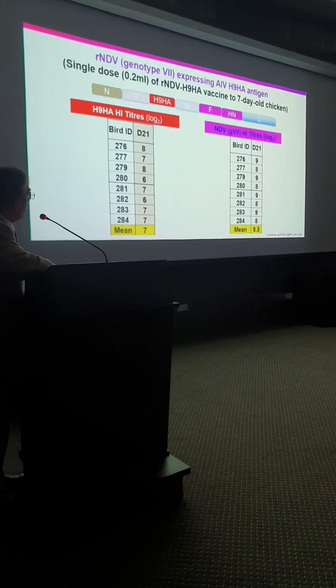And this is one of the examples. So we have this virus. We vaccinated the birds, and then we did HI titer by giving a single dose to 7-day-old chicks. So we saw a reasonable, high antibody response against Newcastle disease genotype 7, which is circulating in Pakistan. Similarly, we inserted the H9, and we see the antigenicity against H9. And this way, a single vaccine, a single dose, can protect against Newcastle disease and H9 avian influenza.